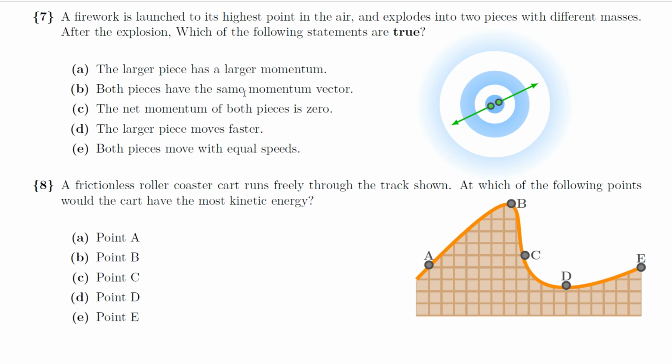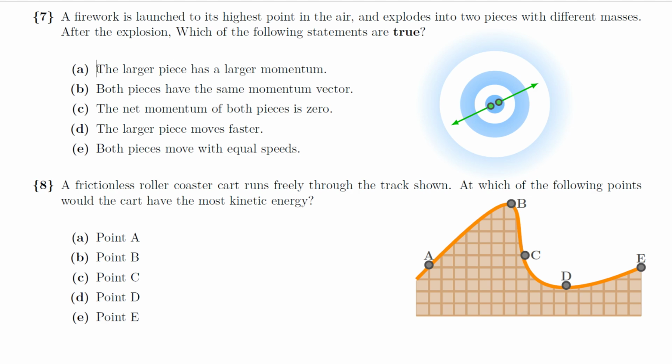Number 7 is based off of the problem that we actually did. A firework is launched to its highest point in the air and then explodes into two pieces with different masses. After the explosion, which of the following are true? So you have to think about each of these statements here. They are a little bit different, but they are related.